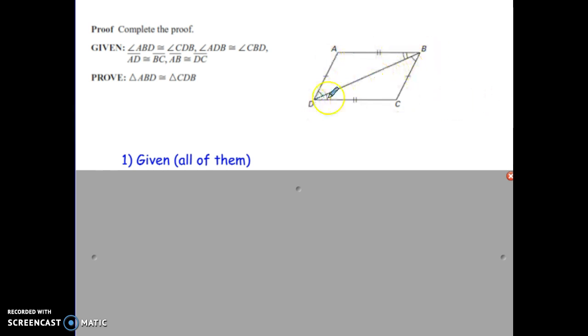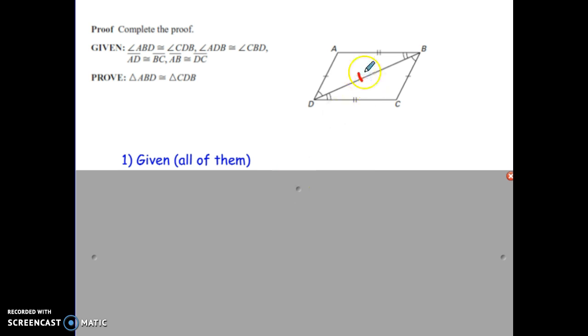Okay, so we know that angle ABD is congruent to angle CDB. So these are backwards. See how these are backwards here? We also know that angle ADB is congruent to angle CBD. They've already got marked for us. I know that AD is congruent to BC, which means I also know that AB is congruent to DC. And since I know all of these, write them all down for your givens, I can move on.